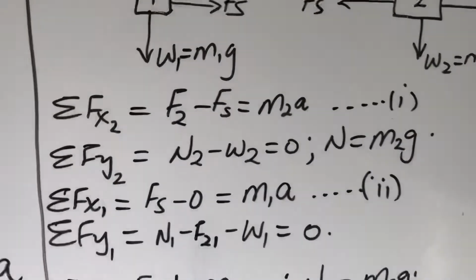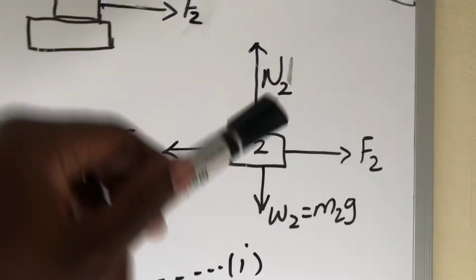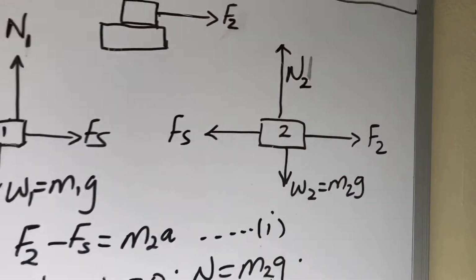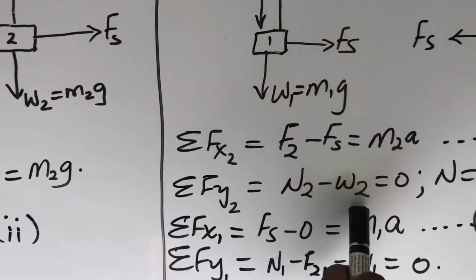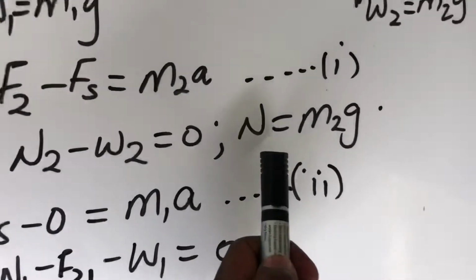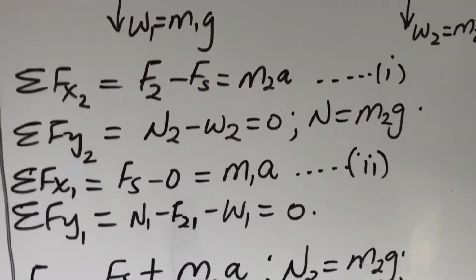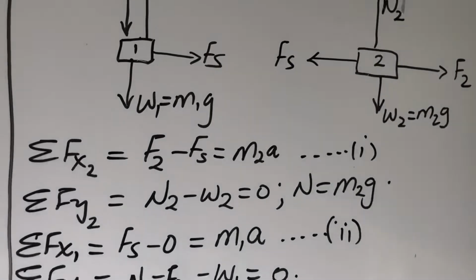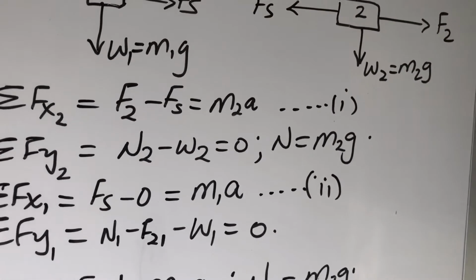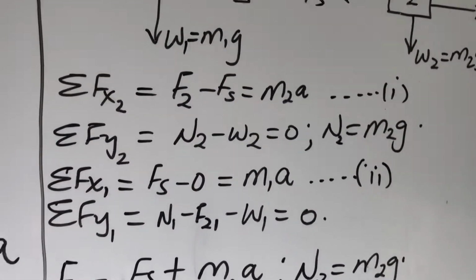And then the sum of all the forces acting in Y, you have N2, which is going up, and then you have W, which is pointing down. So N2 minus W2 is going to give you 0. So there, N2 is going to be equal to m2g. This is supposed to be N2, like this.